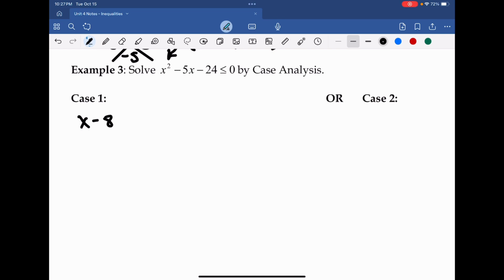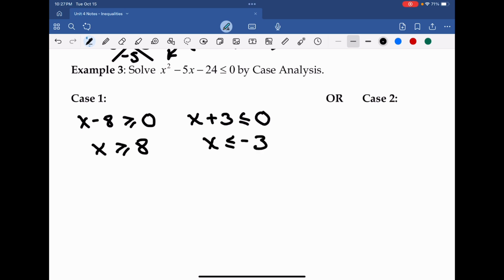We're going to take x minus 8 and set it so that it is positive, or greater than or equal to 0. In the other situation, we need to make it such that x plus 3 is less than or equal to 0. So this one is going to be our positive, this one's our negative. Let's solve the inequalities. We add 8 across, this gives us x is greater than or equal to positive 8. For our other one, it's x is less than or equal to negative 3.